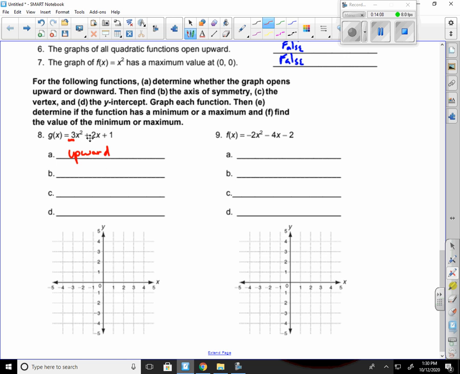In order to find my axis of symmetry, it's negative b over 2a. That's negative 2 over 2 times 3, which is 6. That gives me negative 1/3 for my AOS.